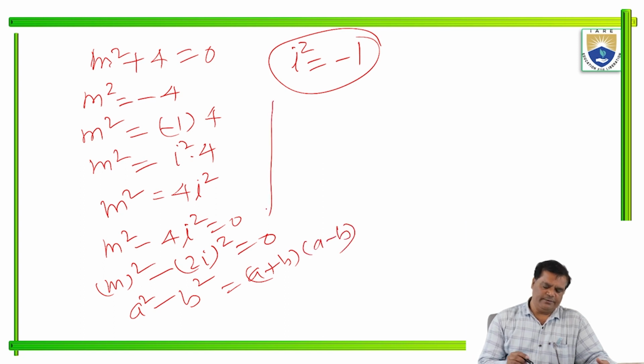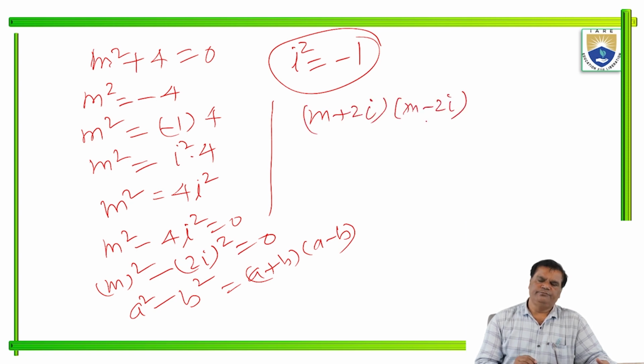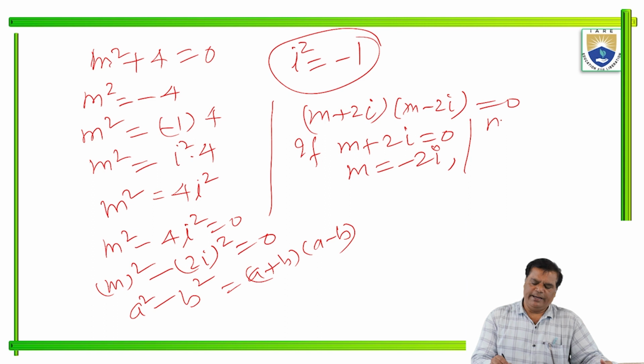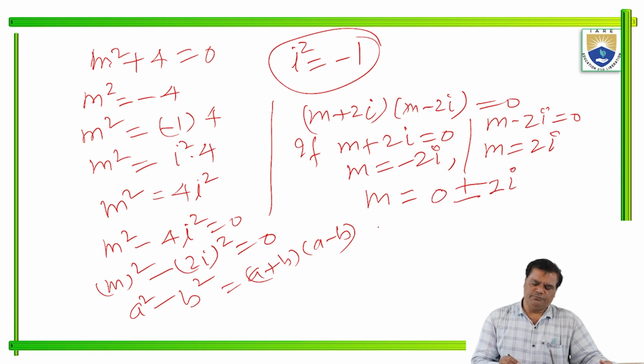So I am writing here (m plus 2i) into (m minus 2i) equals 0. If m plus 2i equals 0, then m equals minus 2i. This is one root. And if m minus 2i equals 0, then m equals 2i. This is the second root. So m equals plus minus 2i, and the real part is 0. So m equals alpha plus minus i beta.